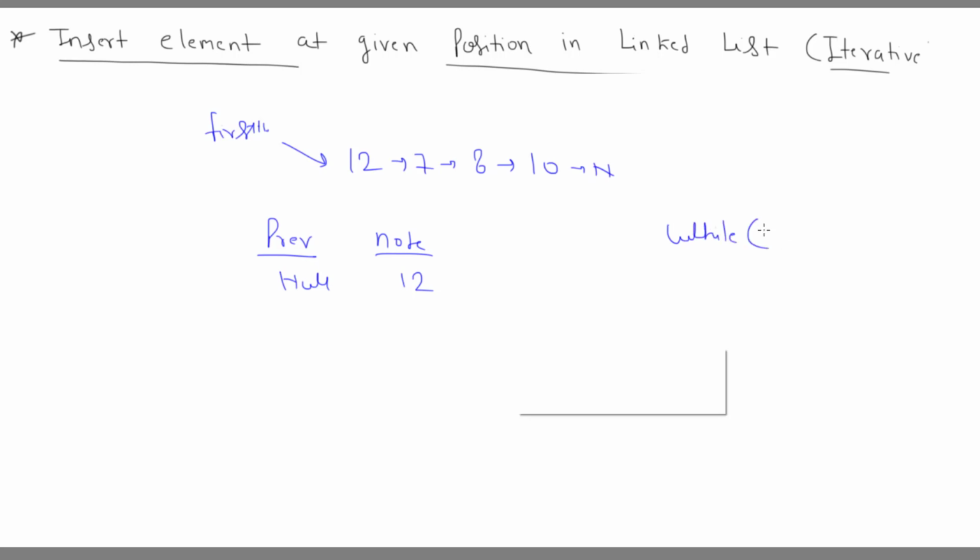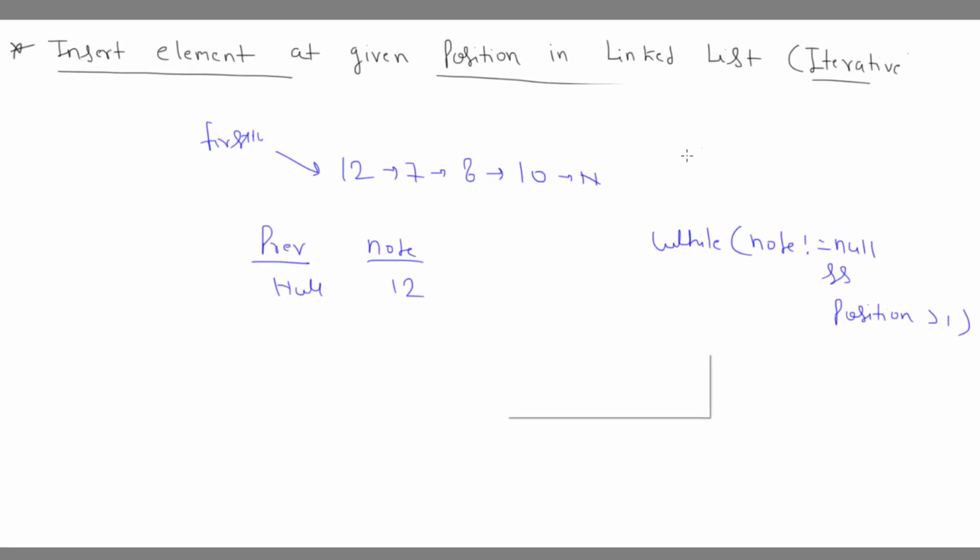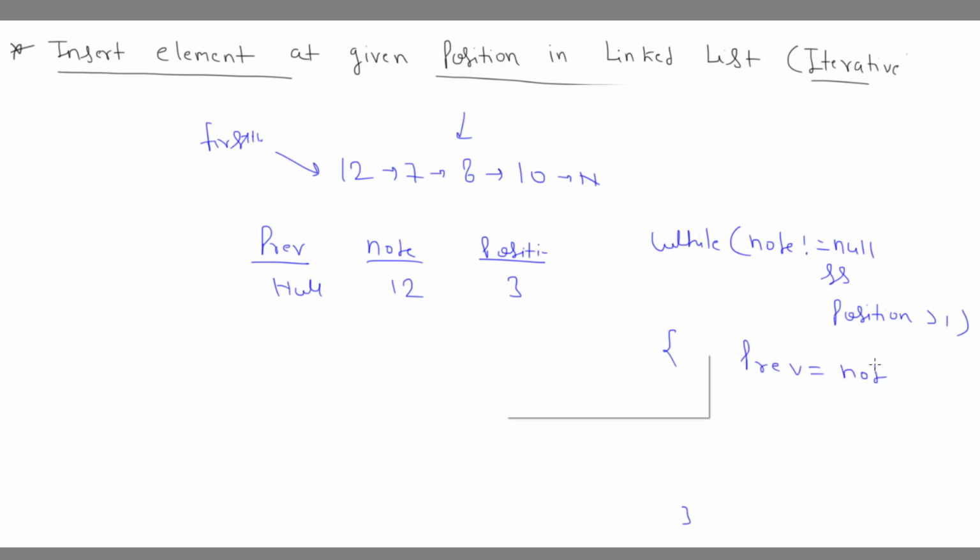Here we have the while loop. We are saying while node is not null and position is greater than 1. At the starting, what is my position? Let's say I want to edit the third position, right? So I am writing here that my position is 3. Here, first of all I am doing previous equals node, then node equals node of next, because I have to move to the next node, and decrease the position. So position will be minus minus.